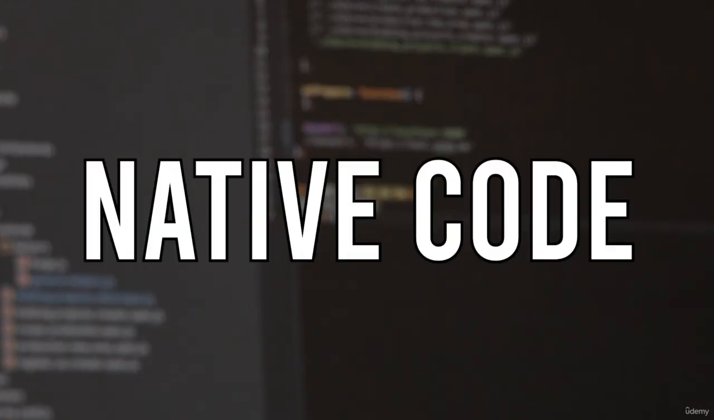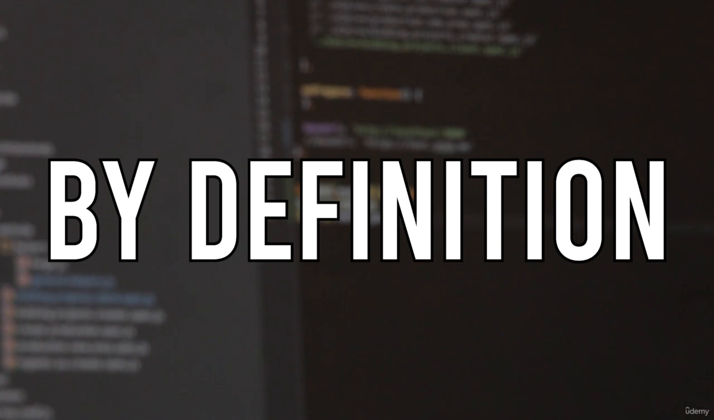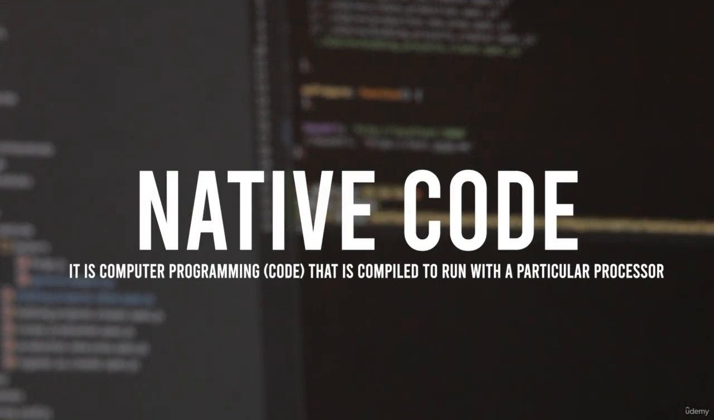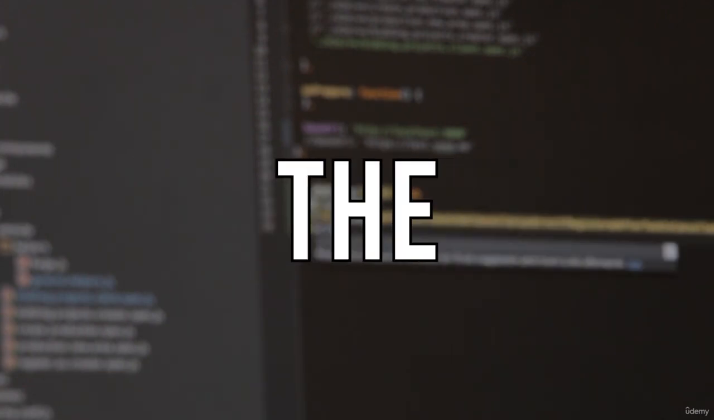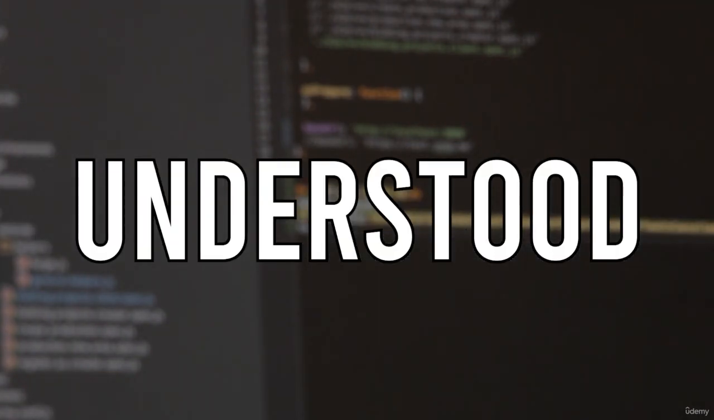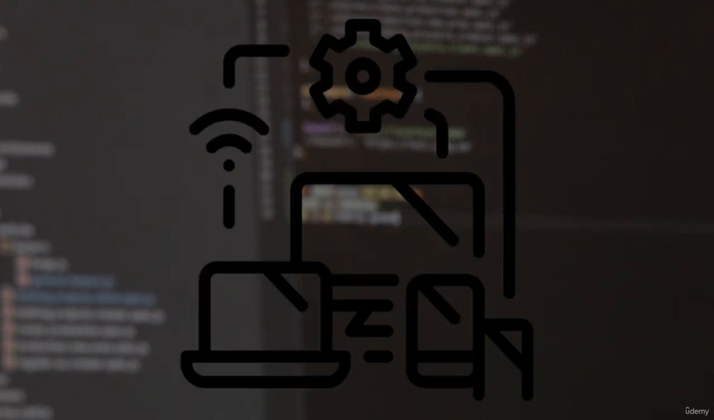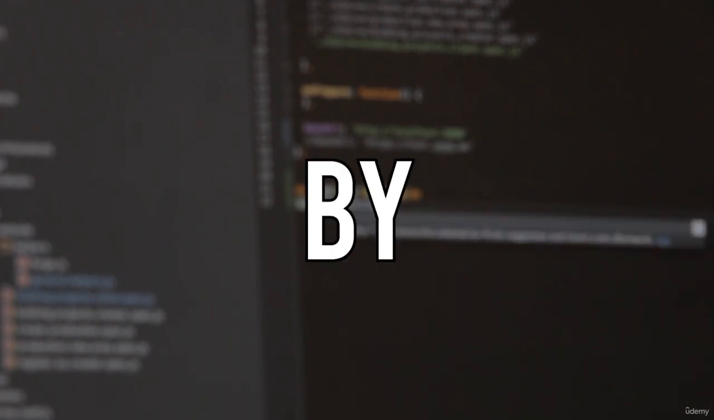Lastly, I would like to explain the meaning of native code. So, by definition, native code refers to programming code that is configured to run on a specific processor. In our situation, it basically means a programming language understood by a specific platform. For example, Swift is a programming language understood by iOS, which is the operating system for the iPhones.